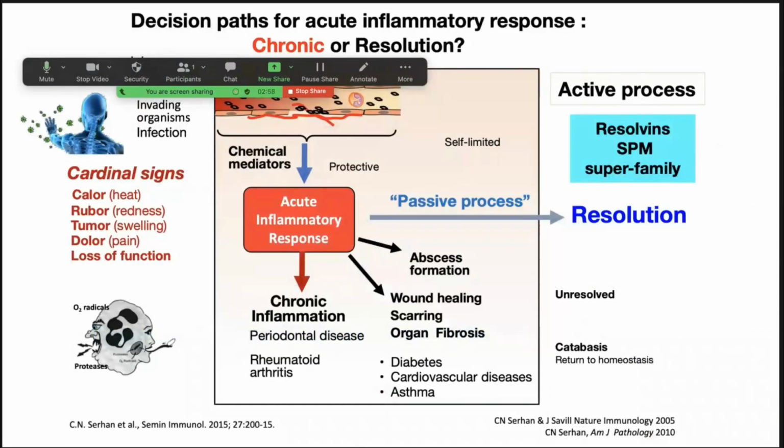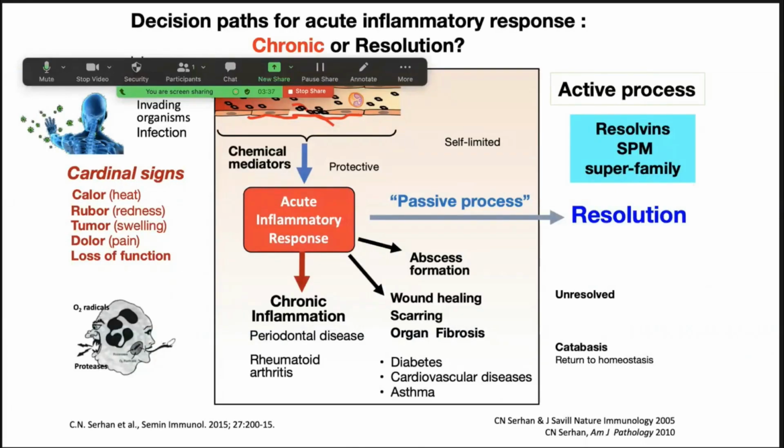So if we look at the acute inflammatory response from the textbook perspective, it looks like a decision path for acute inflammation, which is protective, to either become chronic, go to wound healing, or to resolve. The cardinal signs of inflammation are evoked by the classic chemical mediators, the prostaglandins and leukotrienes, all geared in this acute inflammatory response to protect us from invading organisms.